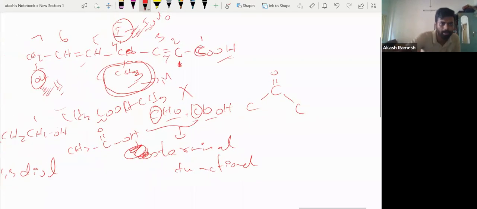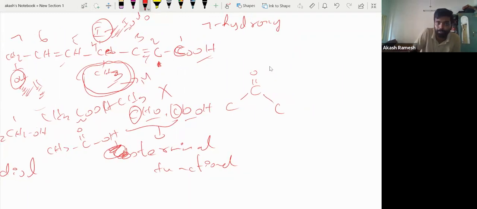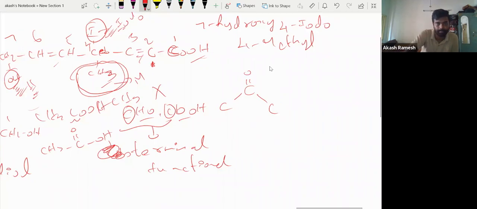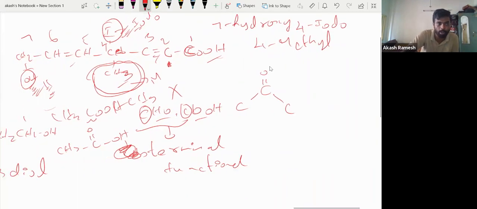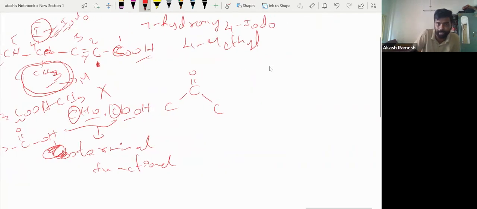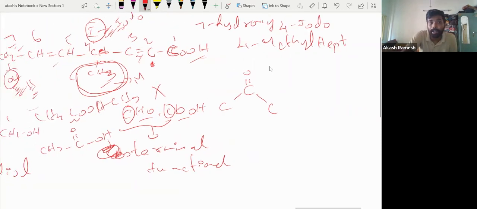Let me make it a little small. Okay, so if I write the name of the compound, I should start with the prefix part. The first one should be H because that comes alphabetically first. So it is 7-hydroxy. Then comes I, right? So then it should be 4-iodo. Then I have the methyl part, that comes again on the 4th carbon atom, no issue. So 4-methyl. Now done. That's about the prefix part. Then you can directly write the root word. I know I have 7 carbon atoms, so it is going to be hept.